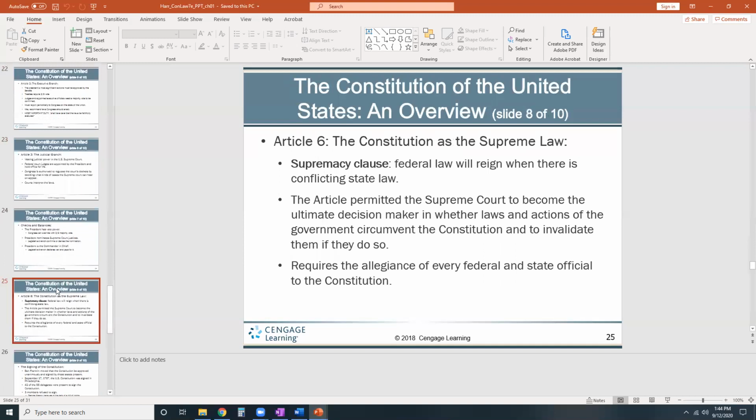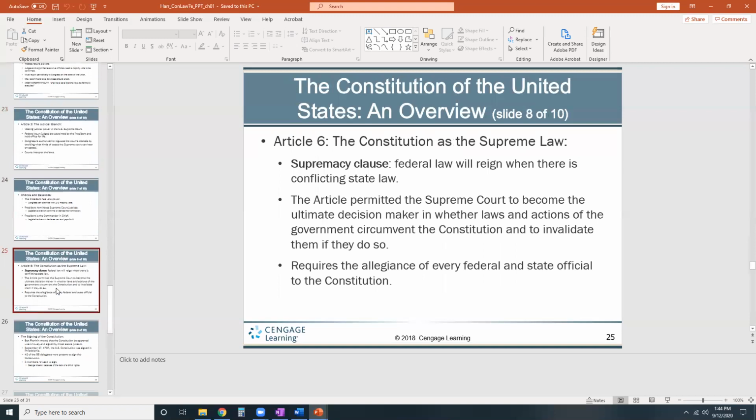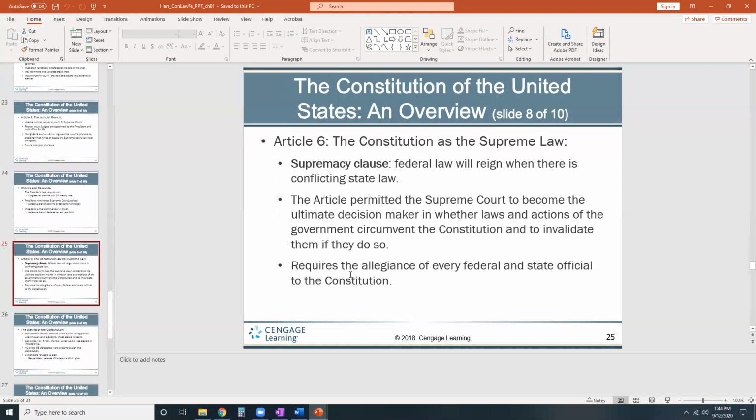Article 6 talks about how the U.S. Constitution is above everything else. It also requires the allegiance of every federal and state official to the Constitution. So everybody must swear an oath that they will faithfully honor the U.S. Constitution.